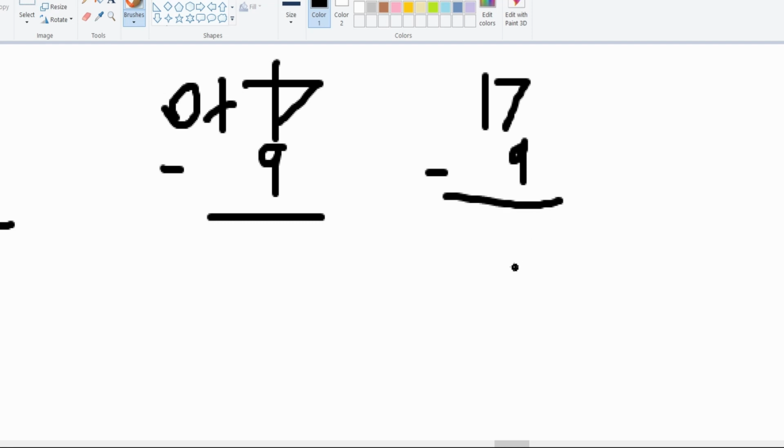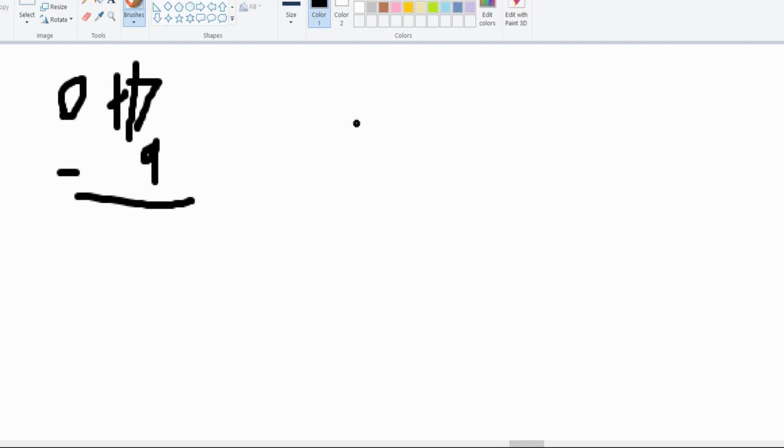So what we're going to want to do next is get rid of the 1, make that a 0, and put that in front of 7. And so next we're going to want to put 17 minus 9, and we got to make this a little more simpler.